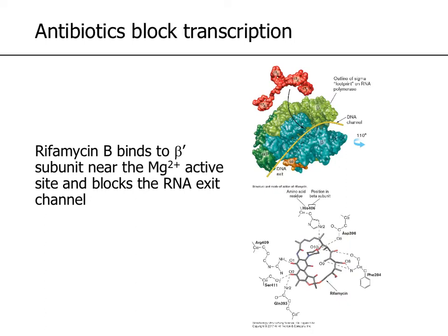All right, like we mentioned, there are antibiotics that block transcription. The main one that your book talks about is rifamycin B. This will actually bind to the beta prime subunit, near where that active site was, and it binds there and blocks that channel. So it blocks anything from happening.